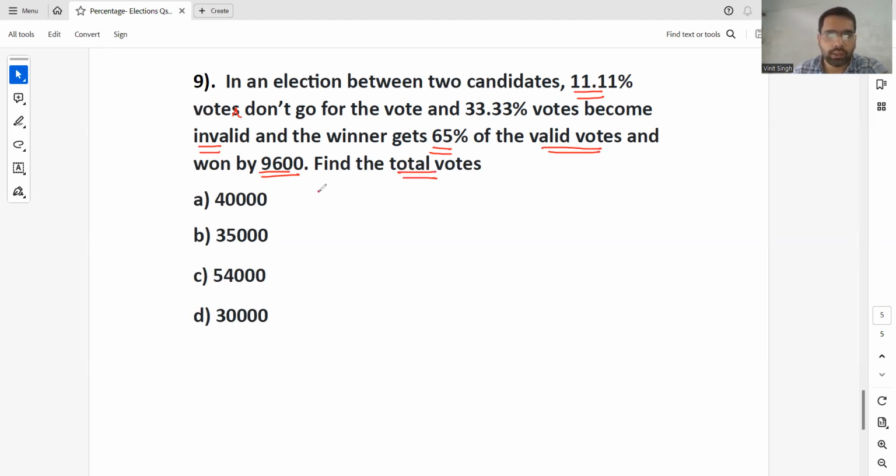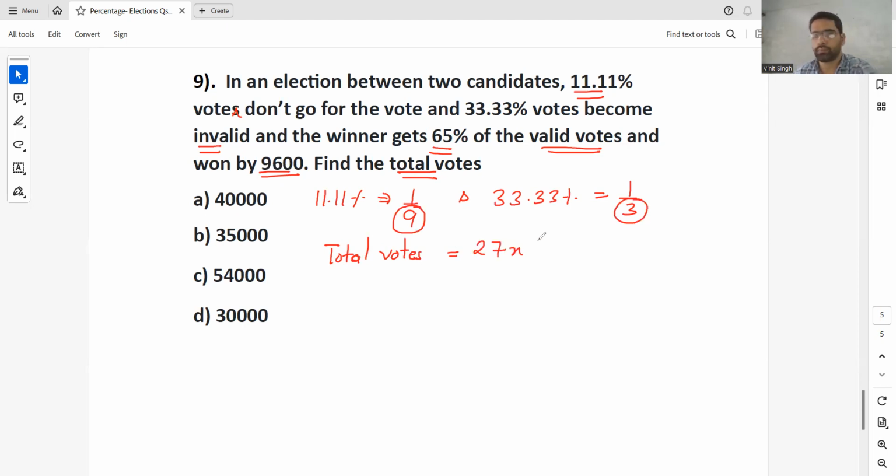We know that the fraction value of 11.11% is 1 upon 9, and the fraction value of 33.33% is 1 upon 3. We will take the total votes as the multiplication of 9 and 3, which is equal to 27x.